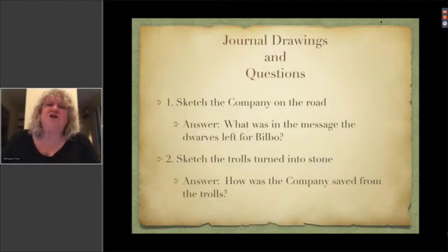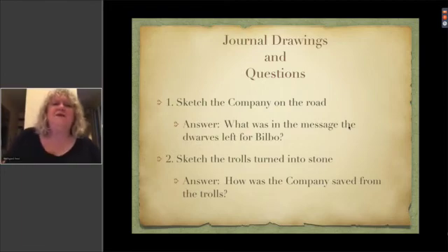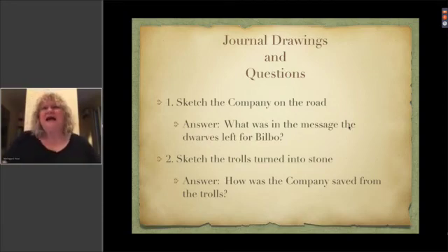Let's take a look at our journal questions here and what you should be drawing in your journal. The company on the road. Well, we talked about the long trip that they had. They went through lands where the people spoke strangely. They went through lands that were deserted. They went through rainstorms. One of their ponies got lost, their baggage got lost in the water. They started out at the Green Dragon in Hobbiton, or in Bywater. That's a pretty nice place.